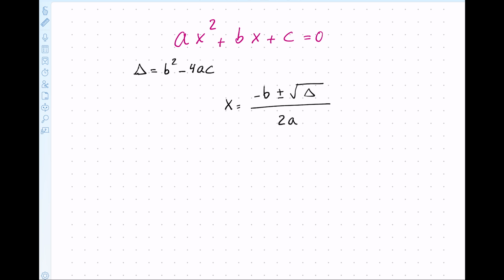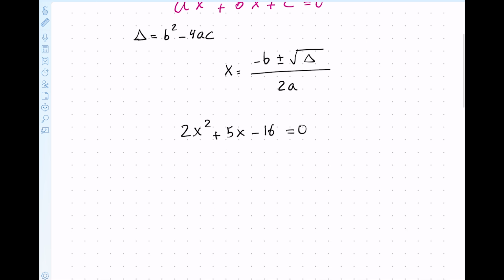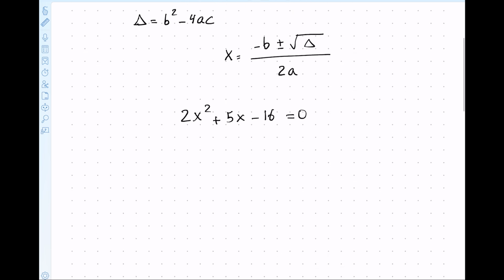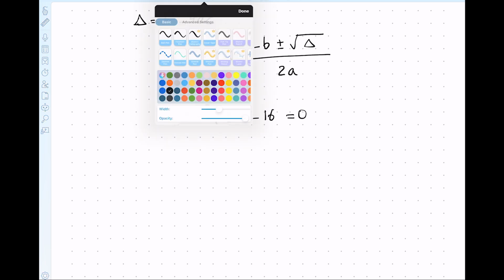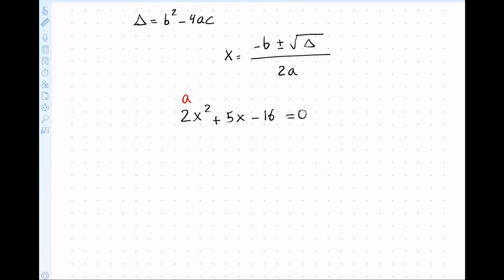Here is a very basic example. 2x squared plus 5x minus 16 equals 0. Let's see if this works. I just came up with this, so I'm not really sure. So if you look at this, here your a value is 2, b value is 5, and c is negative 16. Okay, so these are the numbers that I'm dealing with.